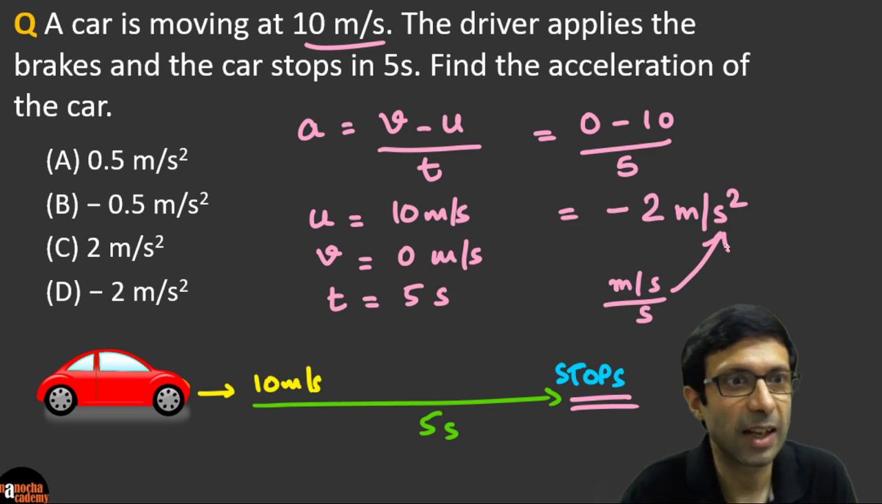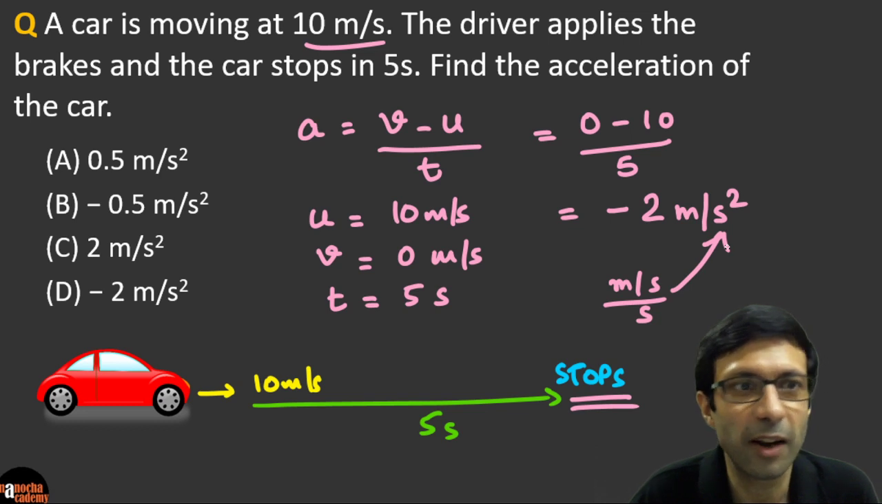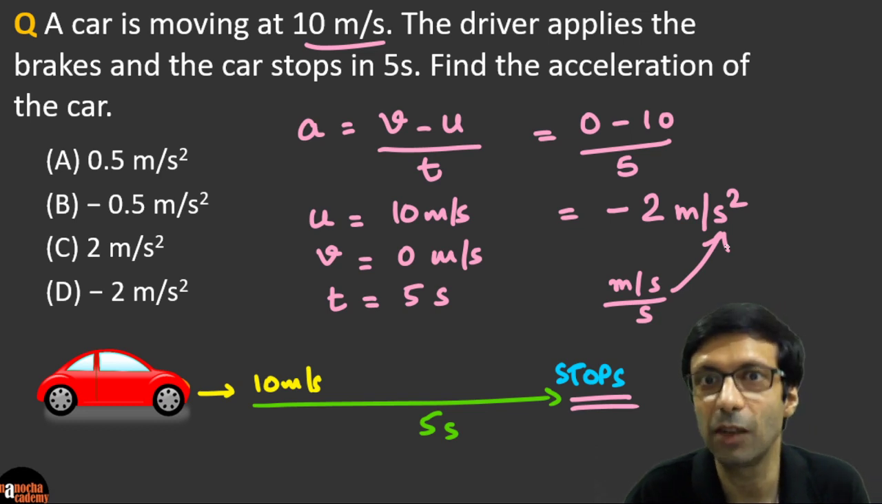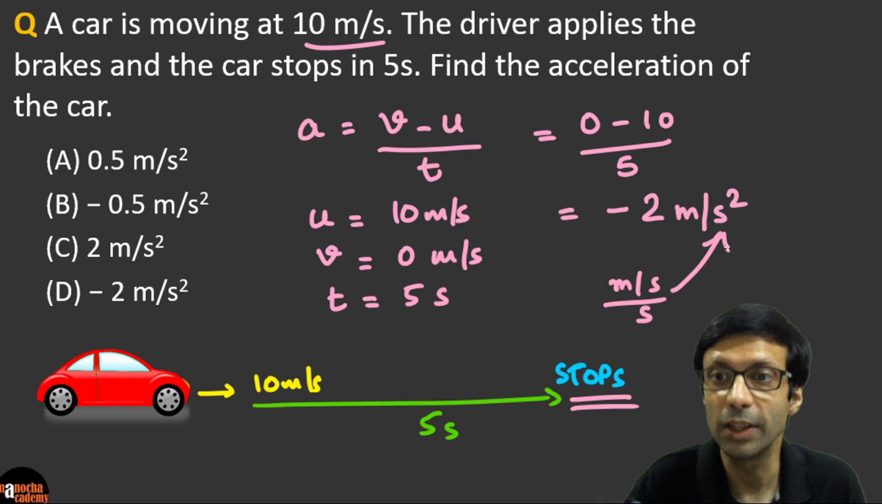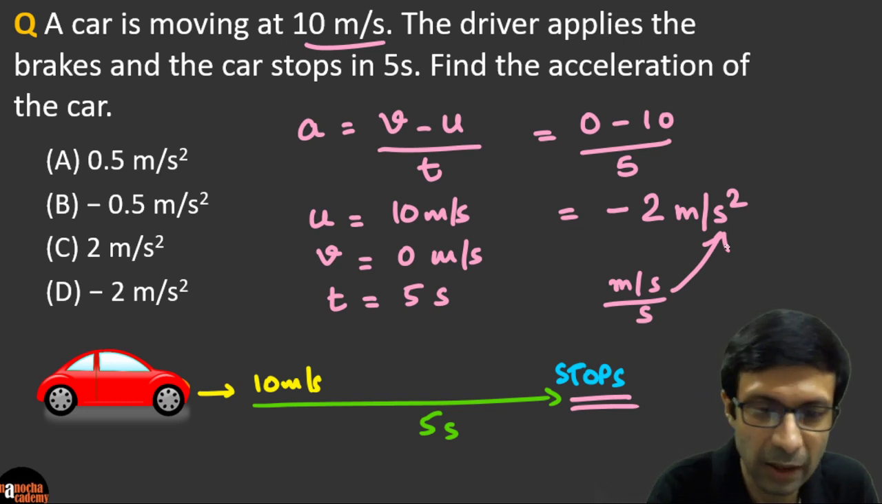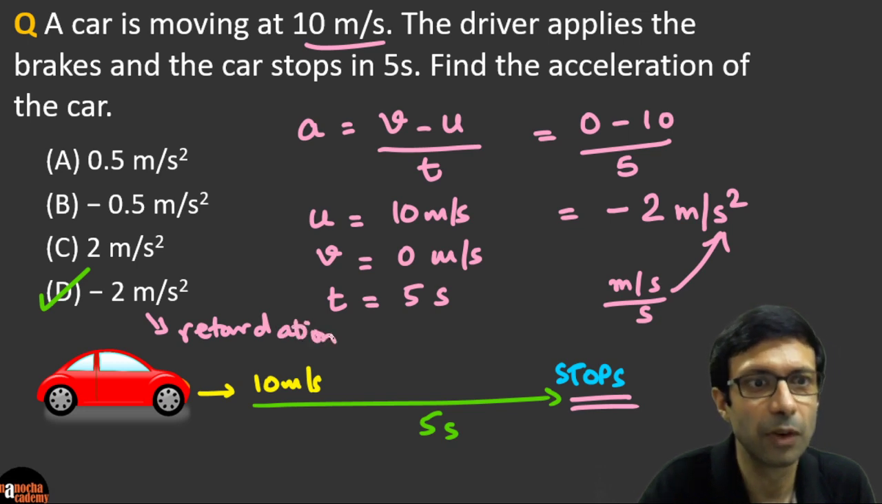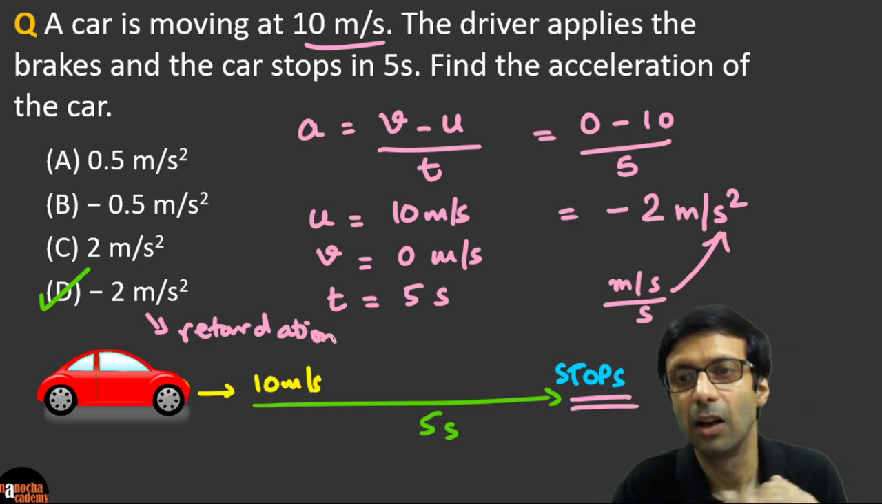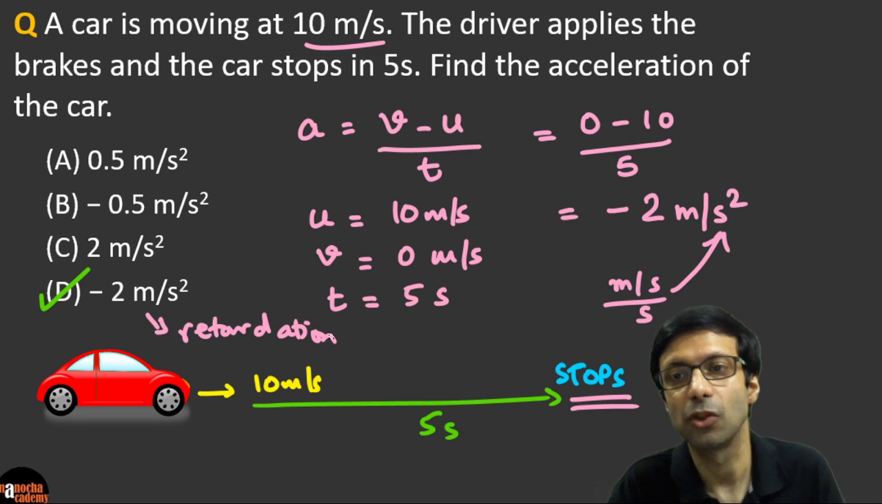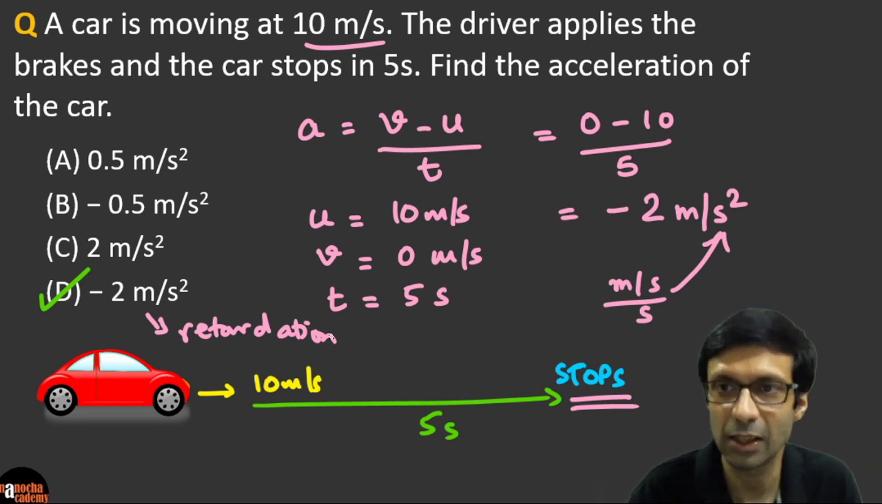Somebody is asking, I see Red Fire is asking, can acceleration be negative? Yes. There's a special name given to that. When acceleration is negative, like in this case, it is known as retardation. So acceleration can be negative. This is called negative acceleration, meaning retardation. Sometimes it's known as deceleration.